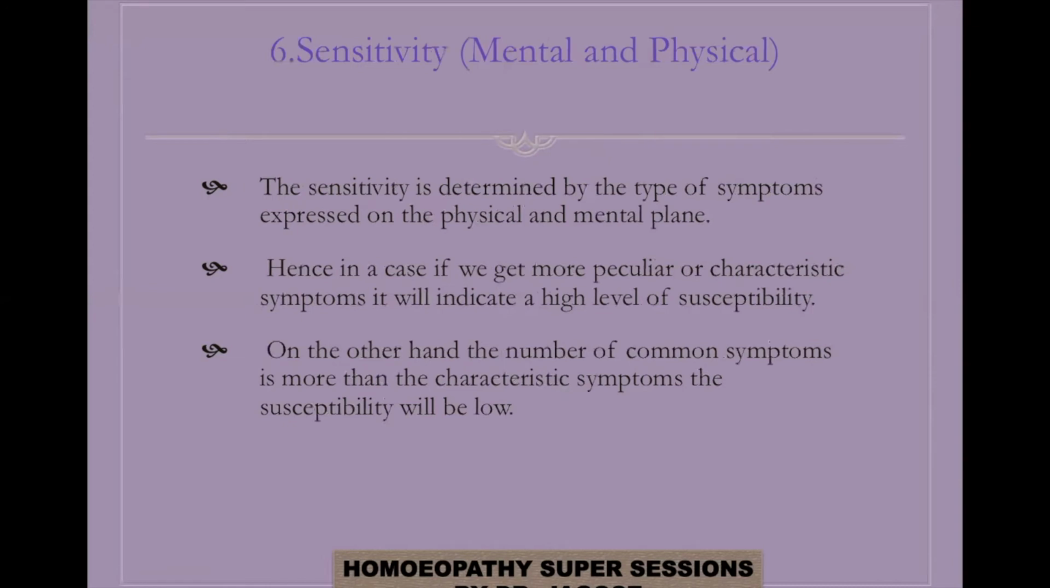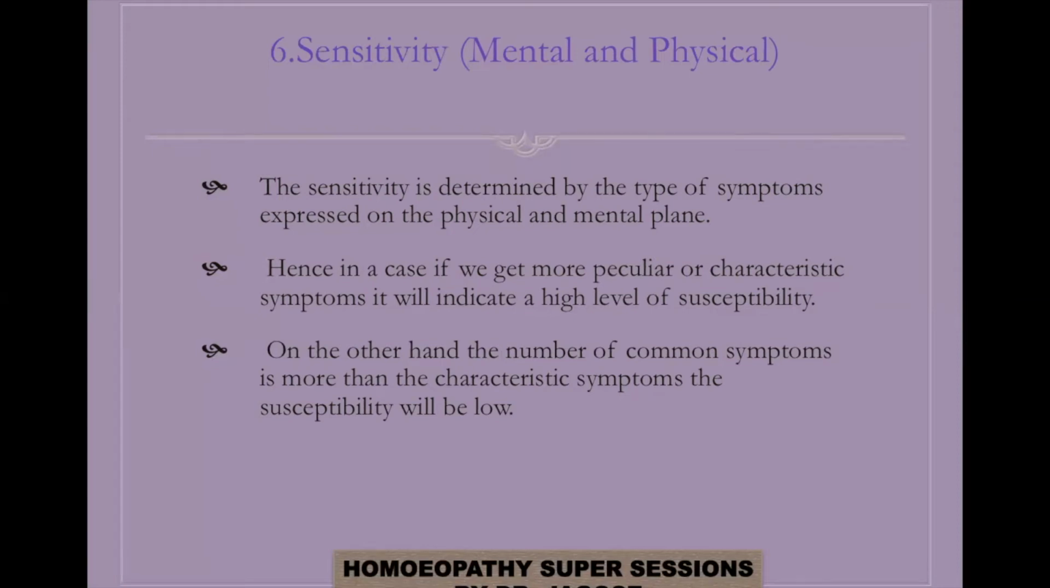Then the sensitivity of the patient. Here, the sensitivity is determined by the type of symptoms expressed on the physical and the mental plane. So how sensitive the patient is can be seen by the symptoms on the mental level as well as on the physical level. Hence, in a case, if we get more peculiar or characteristic symptoms, it will indicate a high level of susceptibility. So naturally, if the sensitivity is high, either on the mental or physical plane or both, then the person will exhibit peculiar or characteristic symptoms. That shows that susceptibility is high. Whereas, on the other hand, if the number of common symptoms is more than the characteristic symptoms, the susceptibility will be low.